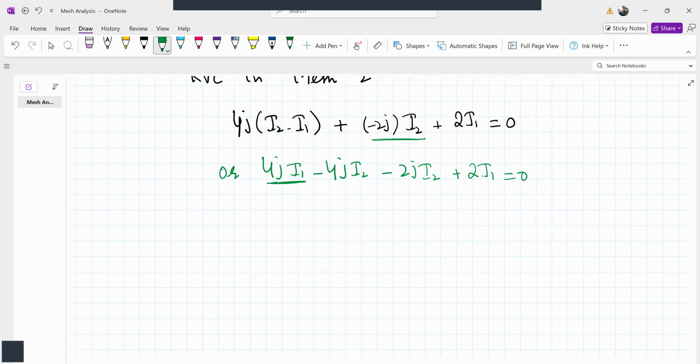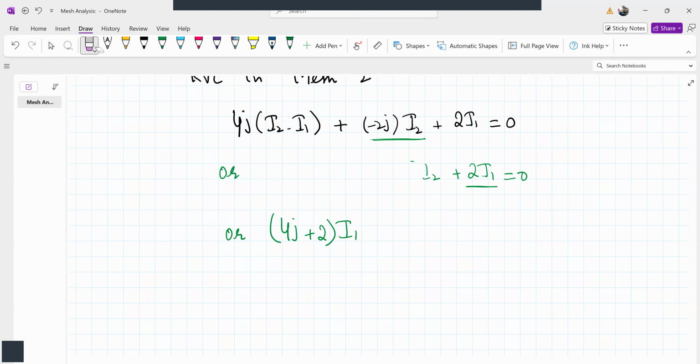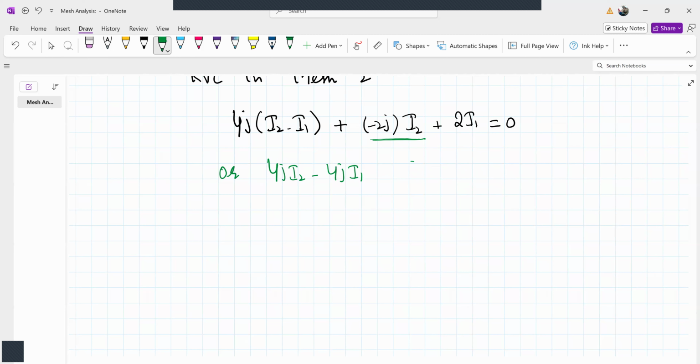If we simplify this, this is 4j I1 and 2I1. If we combine this, we write 4j plus 2 I1. Then we have minus 2j minus 4j. Again, I think I have written this wrong. In this equation, I have written it wrongly. Please check this. So this will be 4j I2, then 4j I1 minus 2j I2 plus 2I1 is equal to 0.